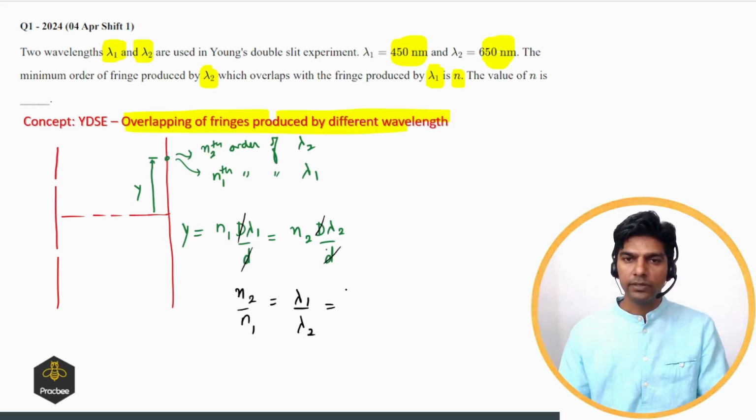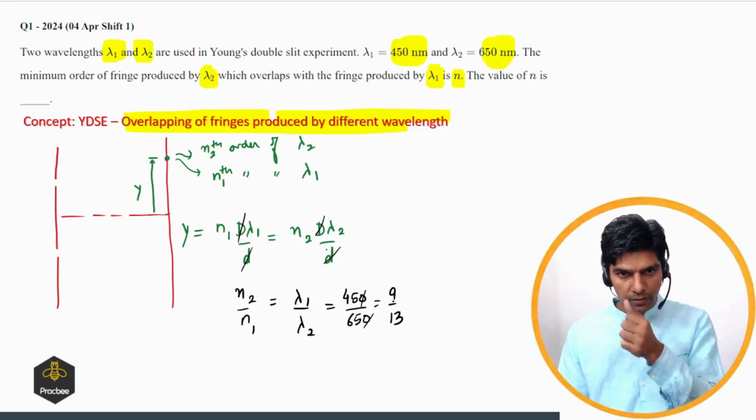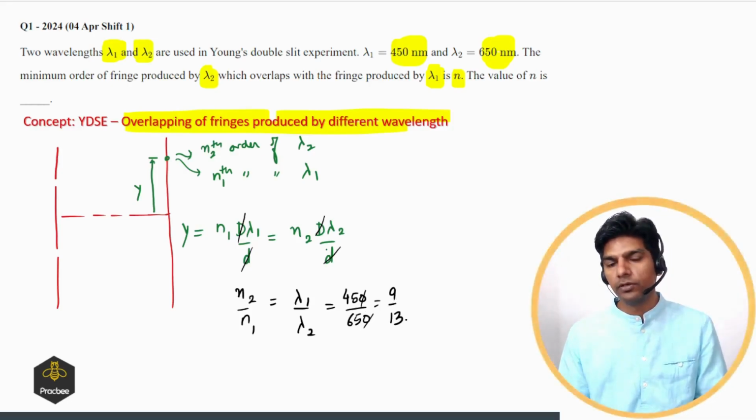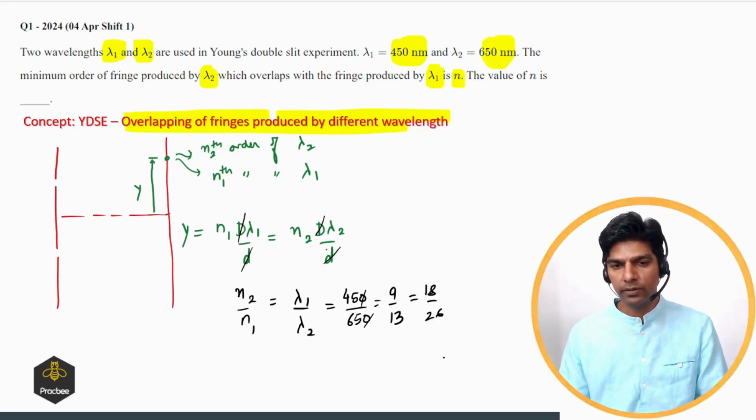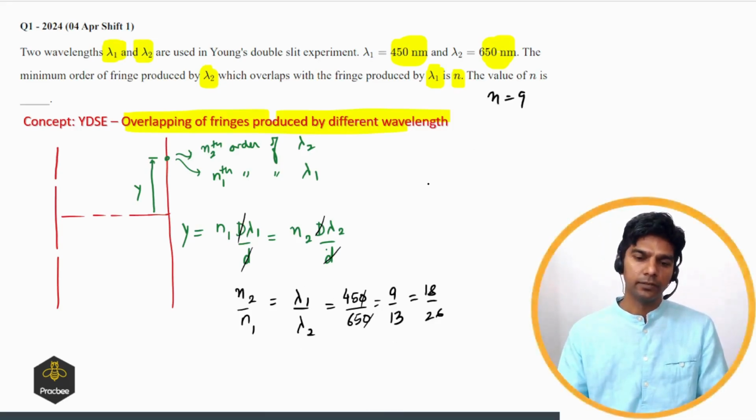So lambda 1 is given as 450 nanometer, and lambda 2 is 650. So this comes out to be 9 by 13. So we can say the 9th order of lambda 2 is coinciding with the 13th order of lambda 1. They are asking for the minimum order. The other possibility will be the 18th order of n2 coinciding with the 26th. So the minimum order of lambda 2 which is coinciding with lambda 1 is 9th. So n will be 9.